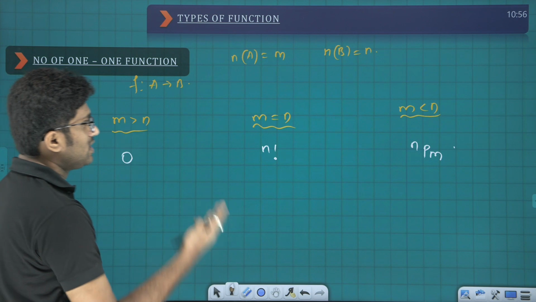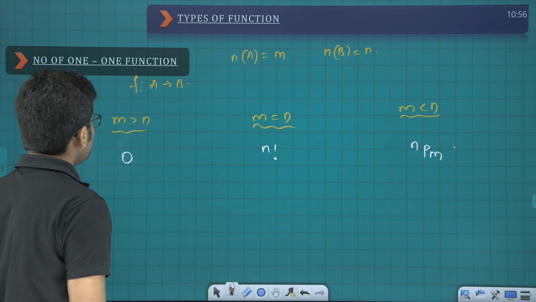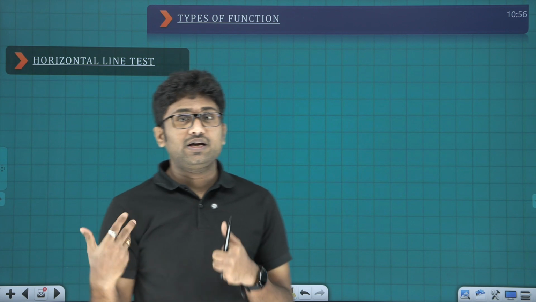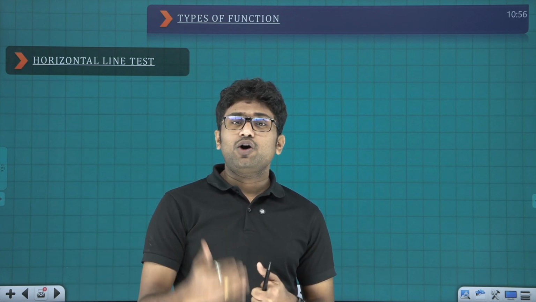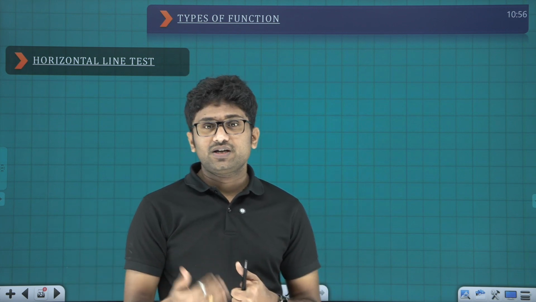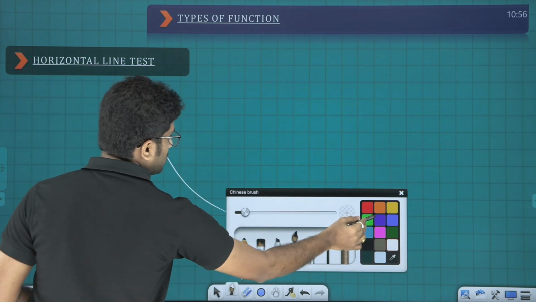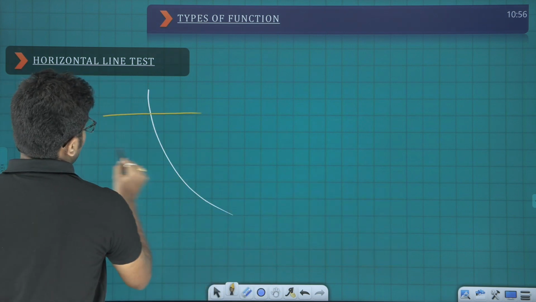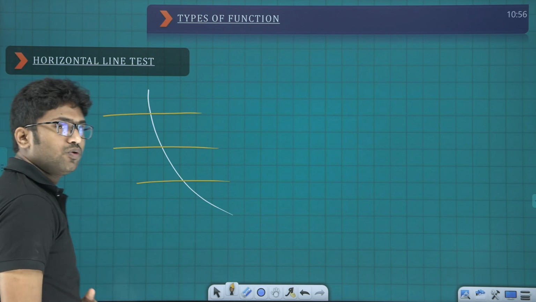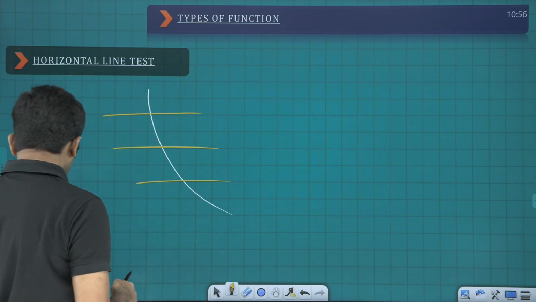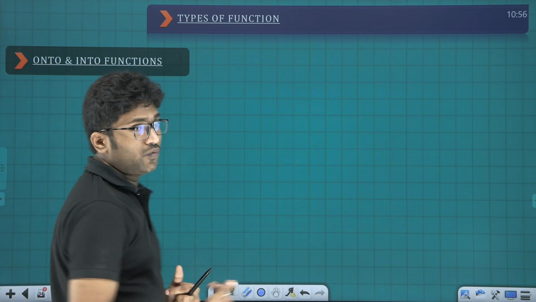Next, we also do the horizontal line test. If any graph is given, by using the horizontal line test, we can analyze whether it is a 1, 1 function or not. We draw horizontal lines. If a horizontal line intersects at more than one point, then it is not a 1, 1 function. Next, onto function.